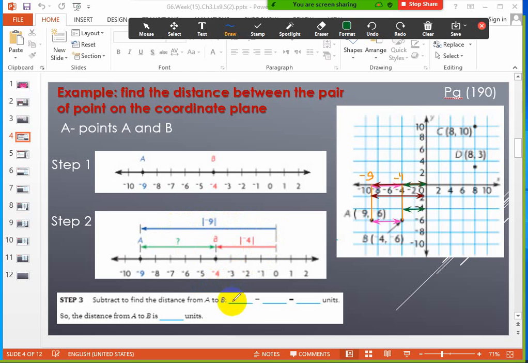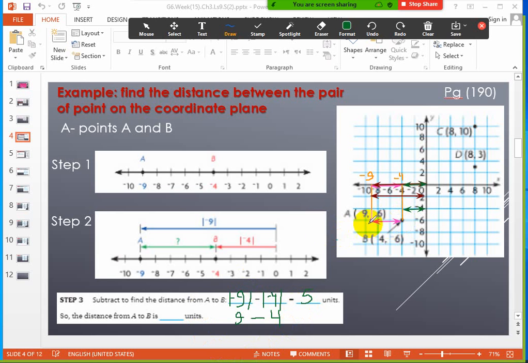So the horizontal distance between A and B is the difference between the absolute value for -9 and the absolute value for -4. The absolute value for -9 is 9. The absolute value for -4 is 4. 9 minus 4 equals what? Equals 5 units. This is the answer. So the distance between those two points is 5 units.